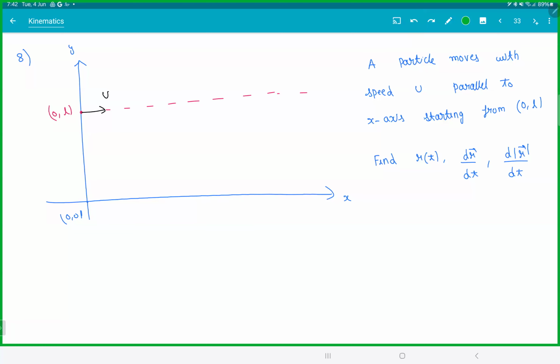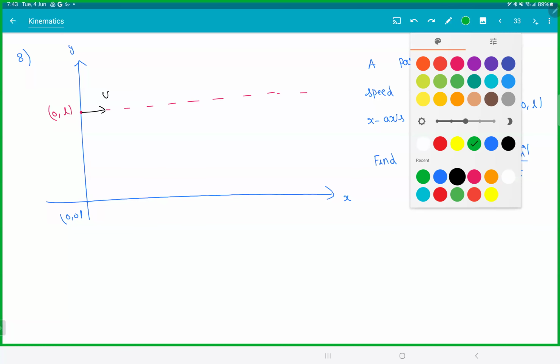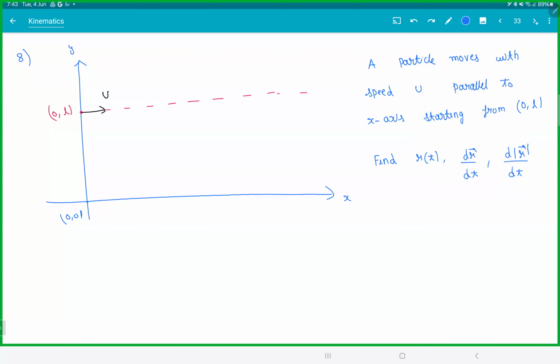Now we will actually try to see the meaning of the d mod r by dt. Exactly what does it give? The particle is going in a line. Try, you've got 2-3 minutes. First, let's do it purely mathematically, and then let's try to see the interpretation of it. Just give it a try. I'll be back in a minute.